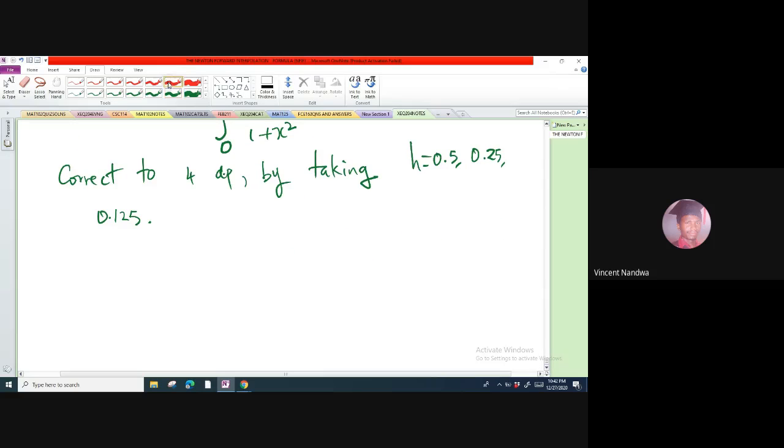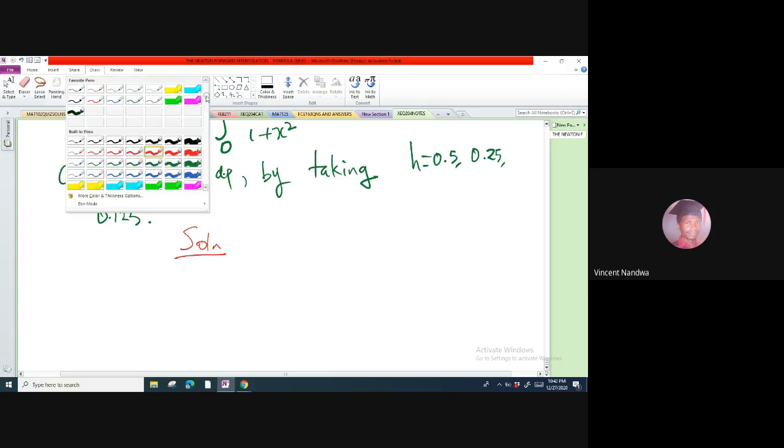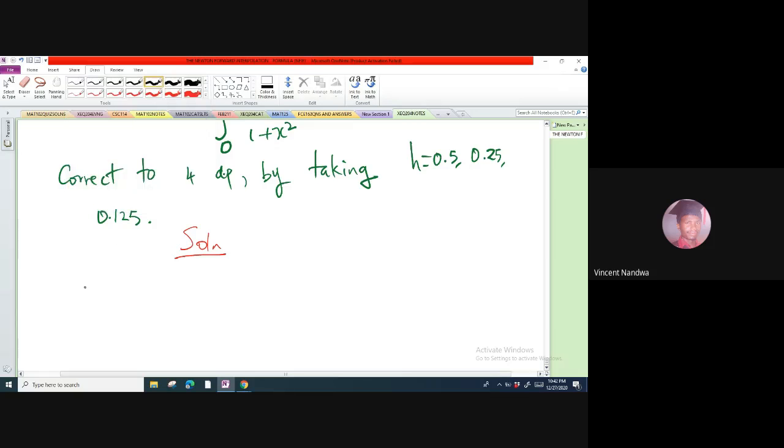So solution. Remember, this is just an iterative method for applying the trapezoidal rule more than one time to get a better approximation to the integral. So solution: we evaluate the given integral.